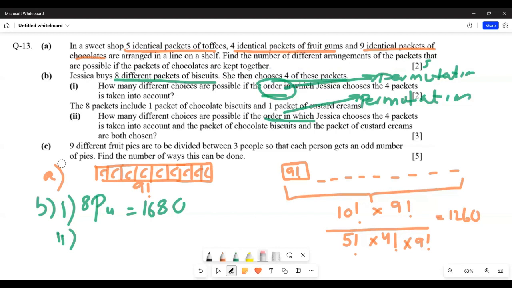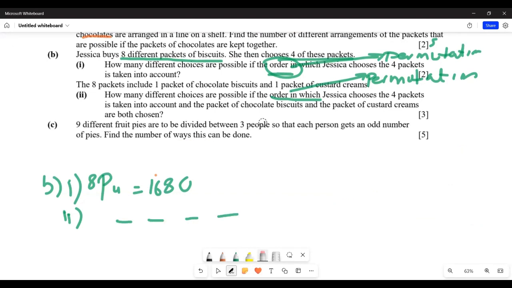So you have to be very careful about what has to be found, the permutations or the combinations. Okay, so let me reread part two. There's one packet of chocolate biscuit and one packet of custard cream. How many different choices are possible if the order in which Jessica chooses the four packets is taken into account and the packet of chocolate biscuit and the packet of custard cream are both included? We have one chocolate biscuit that has to be chosen, and then we have one custard cream biscuit, and then you'll have two more biscuits that have to be chosen out of six available biscuits.